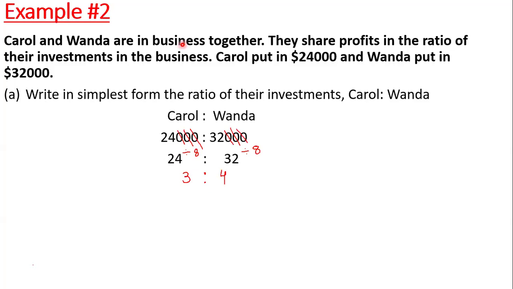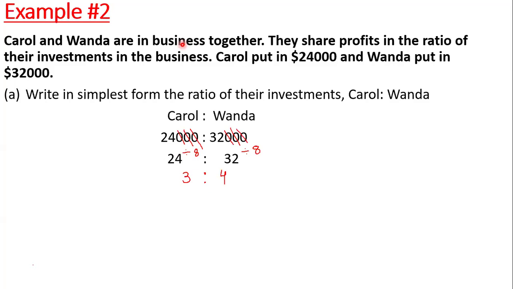Okay. Chloe, are you there? Where's Chloe? Yes, sir. Do you understand this or no? No, sir. No? Okay, so read the question for me. Write in simplest form the ratio of their investment, Carol and Wanda. Start from the beginning.